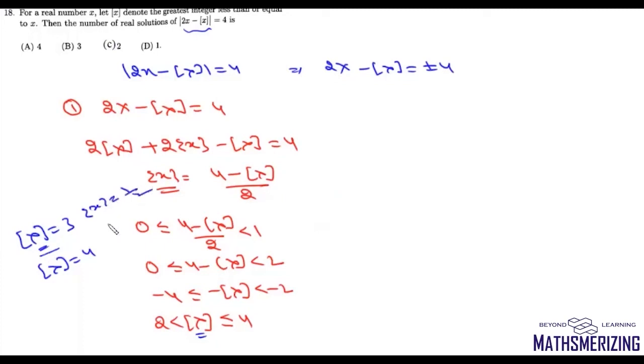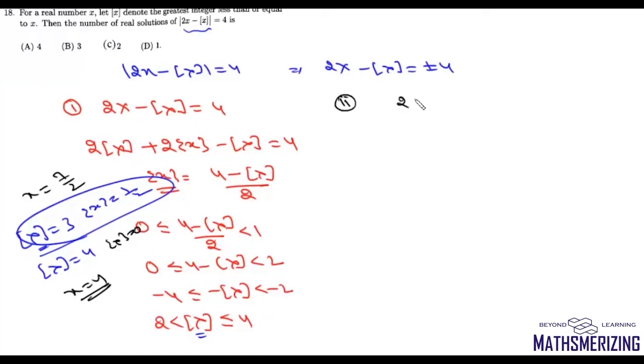Then we'll get fraction part of x as 1 by 2. Now in this case, the value of x is 3 plus 1 by 2, that is 7 by 2. And if greatest integer function of x is 4, fraction part of x is 0, and here the value of x is simply 4. Now we'll consider the second case. Here again we can write 2 times greatest integer function of x plus 2 times fraction part of x minus greatest integer function of x is equal to minus 4.